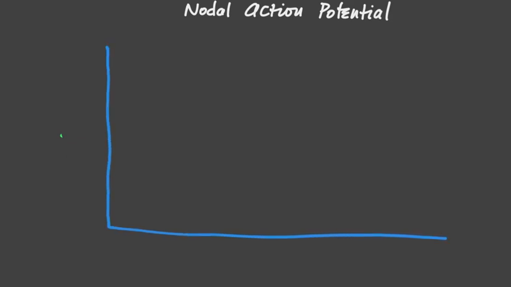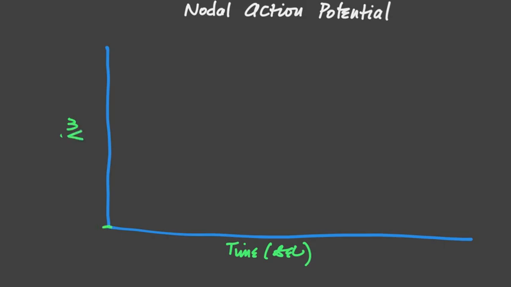In order to understand the electrical impulses that are generated at the SA node, we need to understand how action potentials are generated at the SA node. So we call this a nodal action potential. Here's the graph. On the x-axis we have time in seconds, and on the y-axis we have membrane voltage in millivolts.